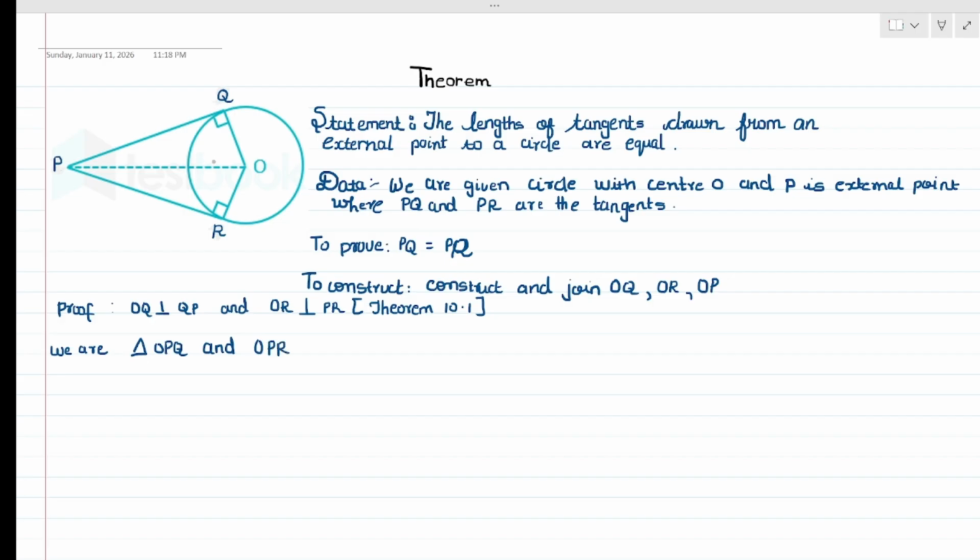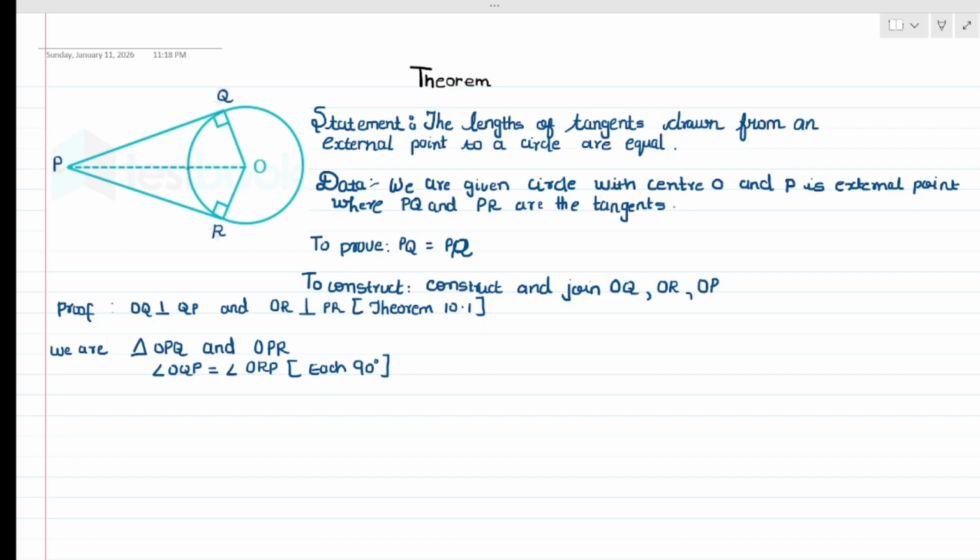Now you need to prove their congruence. For the congruence rule, we are first taking into consideration angle OQP, which is 90 degrees, and angle ORP, which is also 90 degrees. So first of all, write angle OQP is equal to angle ORP. What is the reason behind it? Because both of them are 90 degrees. So write each is 90 degrees.